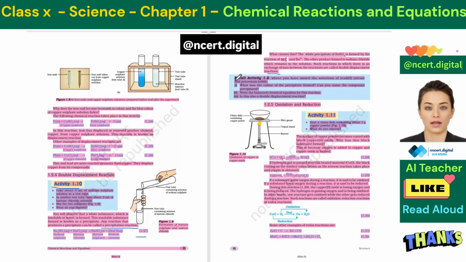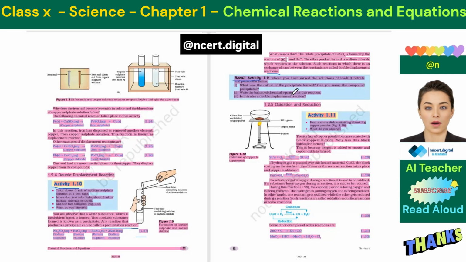Recall Activity 1.2, where you mixed the solutions of lead(II) nitrate and potassium iodide. 1. What was the color of the precipitate formed? Can you name the compound precipitated? 2. Write the balanced chemical equation for this reaction. 3. Is this also a double displacement reaction?